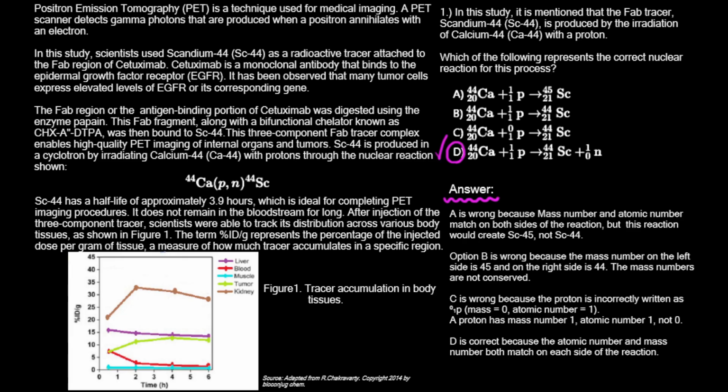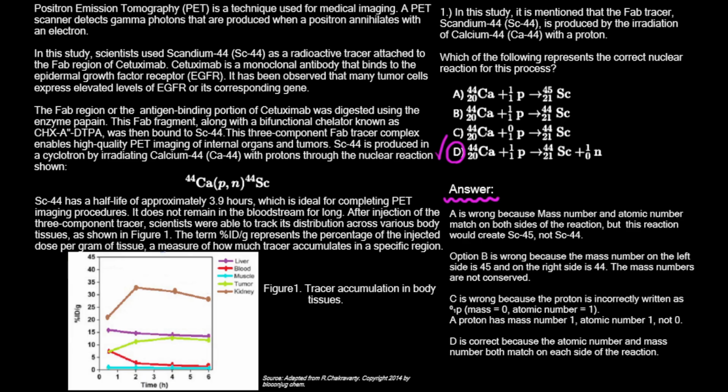From our prior knowledge, we know that every nuclear reaction must conserve both atomic number and mass number on both sides of the equation, or both sides of the reaction. We can use this rule to eliminate wrong answer choices. Starting with option A, both atomic numbers and mass numbers are balanced. However, the option produces scandium 45 instead of scandium 44, which was stated in the question stem. So option A is not right.